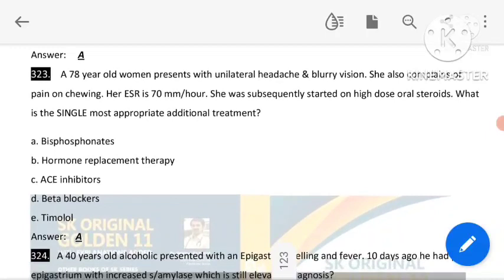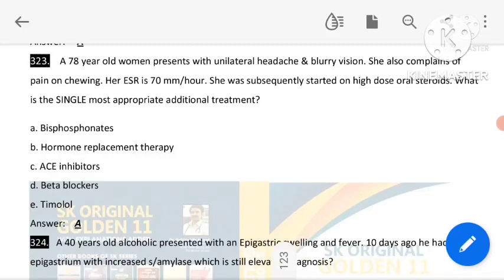Point number 323, a 78-year-old woman presents with unilateral headache, blurry vision. She also complains of pain on chewing. Her ESR is 70. She was subsequently started on high dose oral steroids. What is the single most appropriate additional treatment? It is bisphosphonates. A is the right answer.